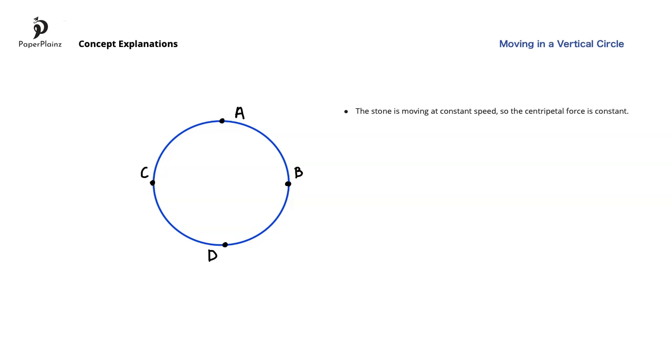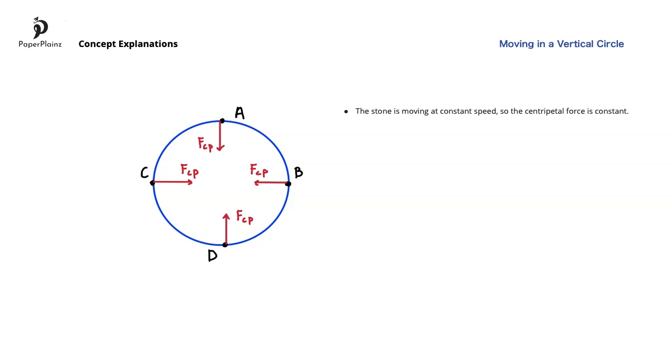The stone is moving in this circle. We'll examine the forces at 4 different points along the circle. Since the stone is moving at constant speed, the centripetal force is constant. The centripetal force points towards the center of the circle. Let's draw this force at each point.